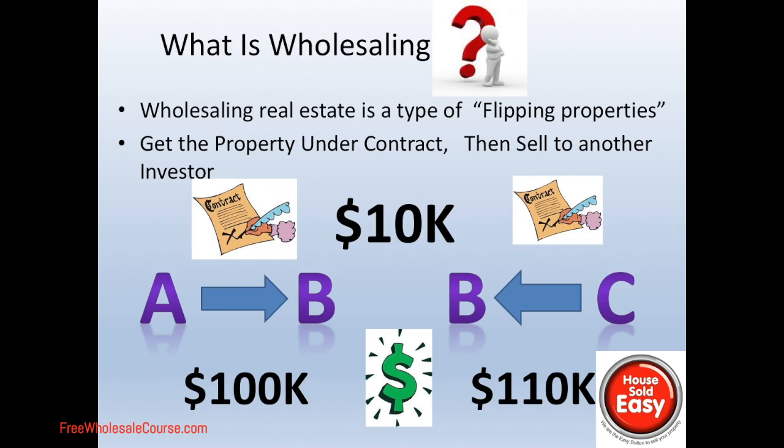So to recap, wholesaling is flipping properties, and the property is under contract. Then you sell the contract. The seller would be your A. You will be in the middle as your B. You then take that contract or that property, and you find a buyer, which would be your C, and you sell it, and you make a profit. Really, really simple. That is wholesaling, folks. ABC. That's all it is, guys. Keeping it simple, guys.